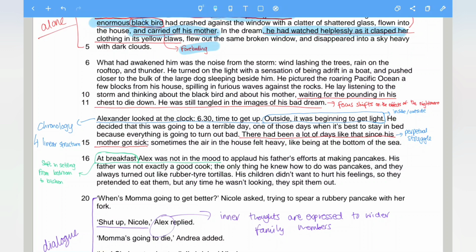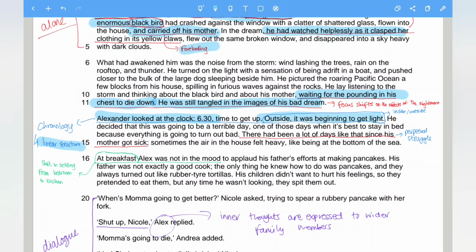So if you look here on line 10, they say, "waiting for the pounding in his chest to die down, he was still tangled in the images of his bad dream." So this shows us the consequences of the nightmare and how he's struggling to deal with it. And then the writer uses chronology, and in fact, the writer uses a linear structure where you write in time order. So it begins by saying, "Alexander looked at the clock, 6:30, time to get up."